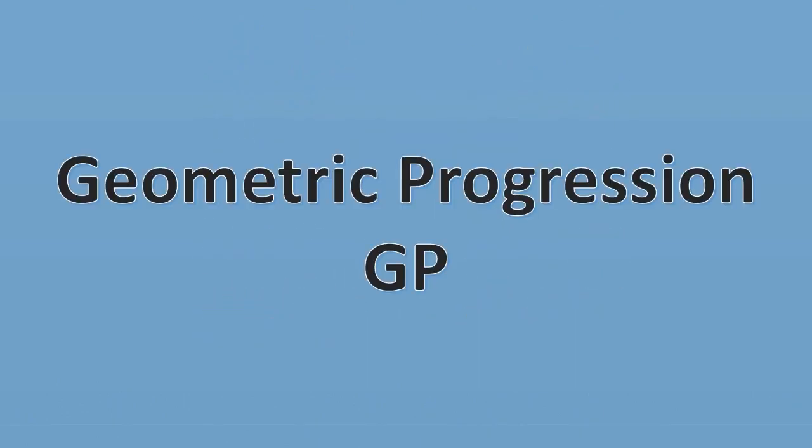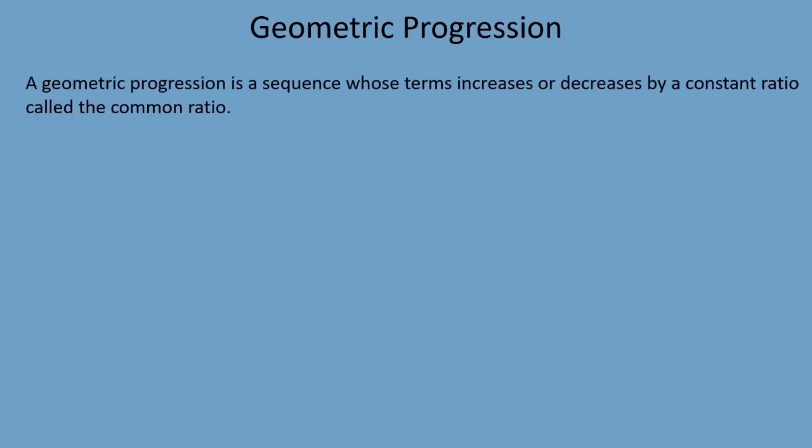आज का सेशन है Geometric Progression, GP. Geometric progression is a sequence whose terms increase or decrease by a constant ratio, called the common ratio. A1, A2, A3, A4, ..., AN, this is a series. Common ratio, R. We get R by dividing a term by its previous term.